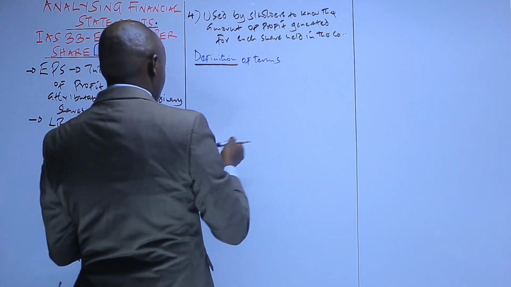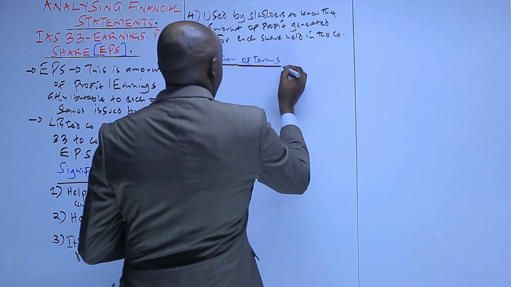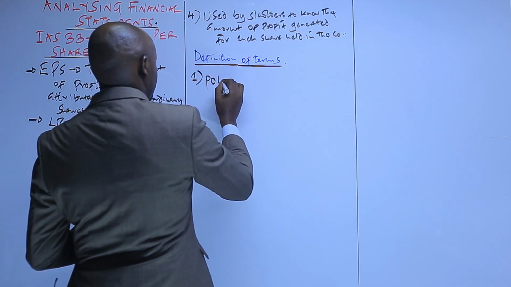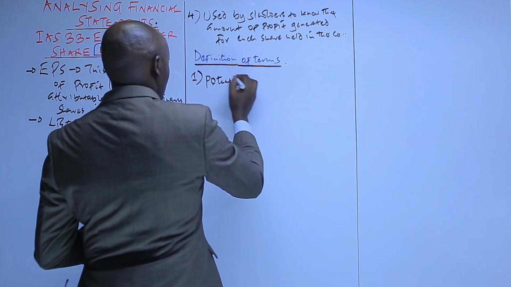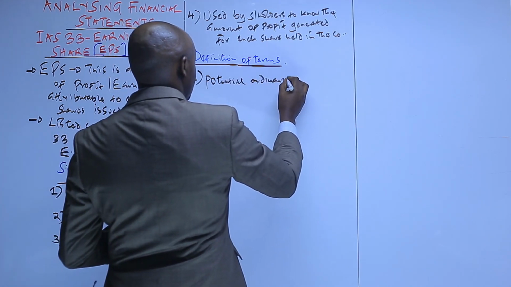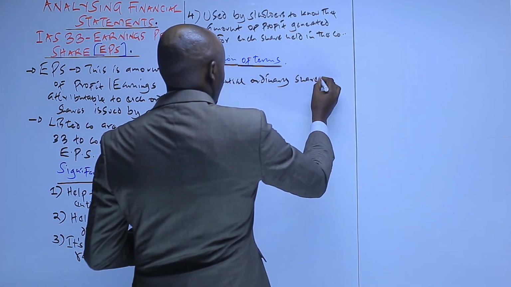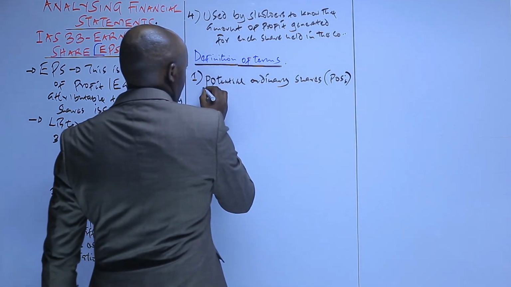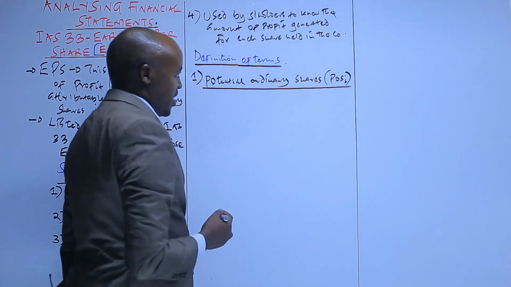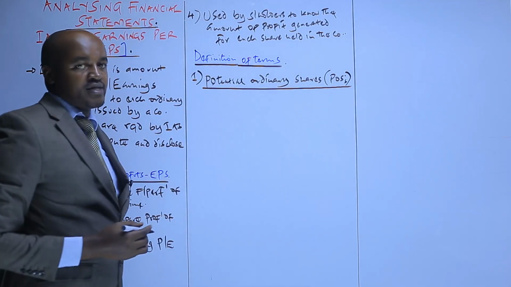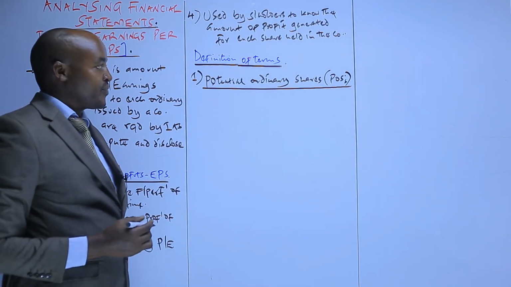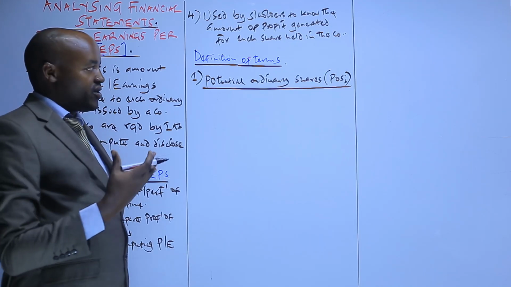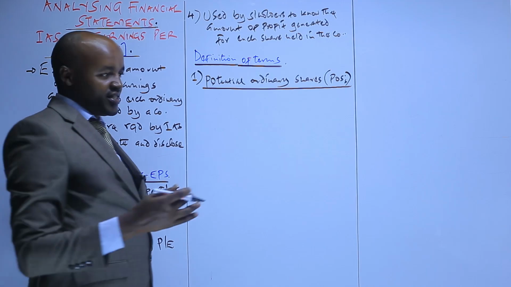So some of the terms we need to define here. Number one is something called the potential ordinary shares. This one is abbreviated as POS. And this refers to any contract which has been entered into by the company or any other form of financial instrument issued by the company and which requires the company to issue ordinary shares in the future.